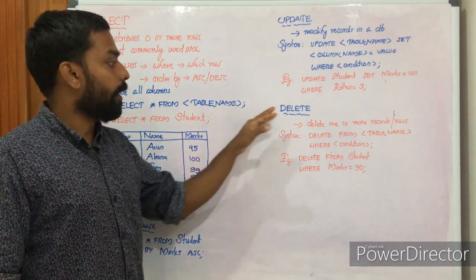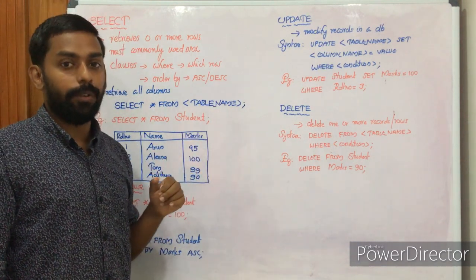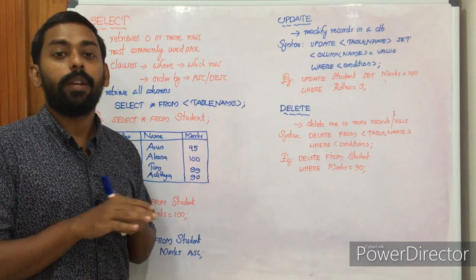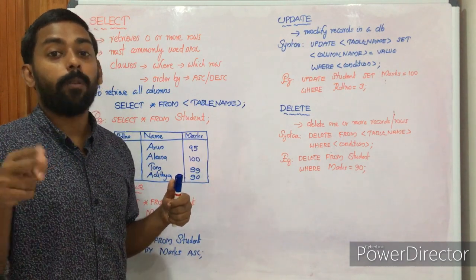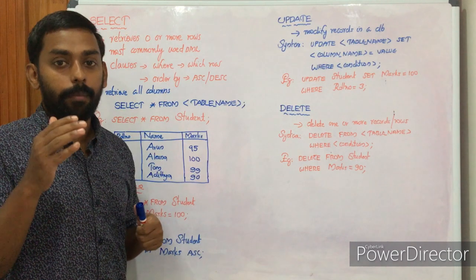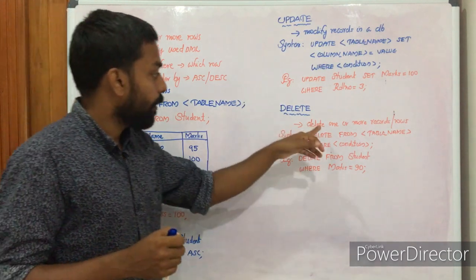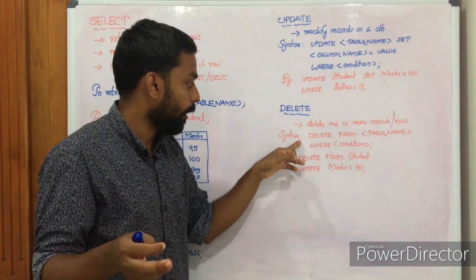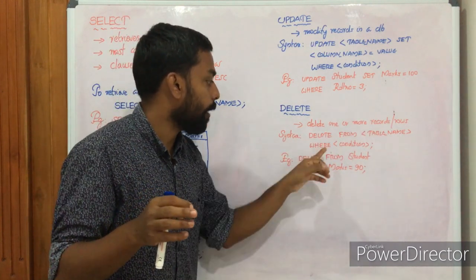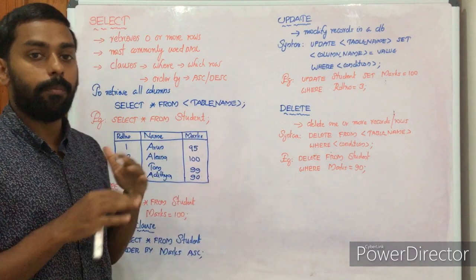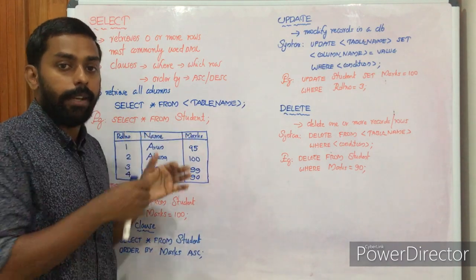Then the last command is delete. We know what delete is. Delete is used to delete one or more records, rows, from a table. Here is the syntax: delete from table name where condition. Where can be applied with any of these DML commands.